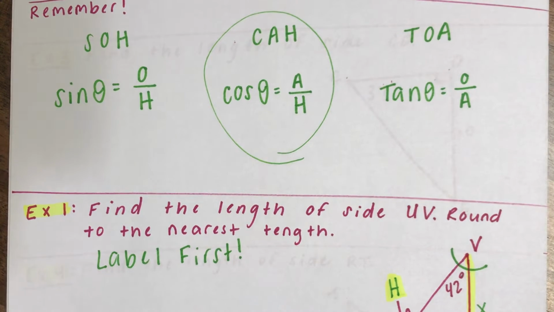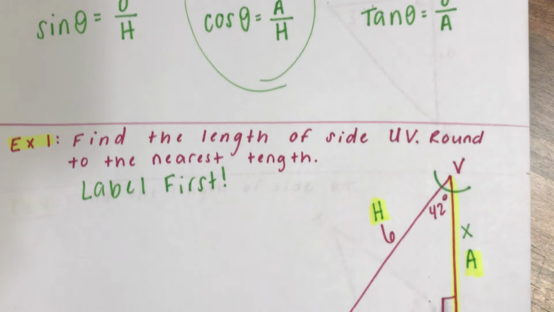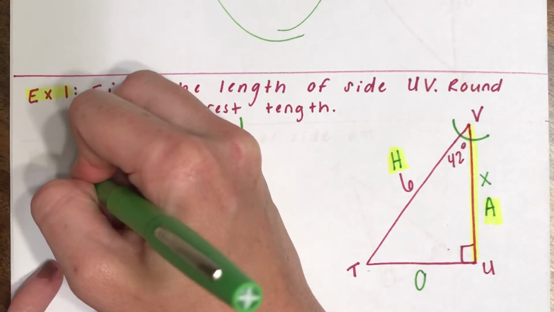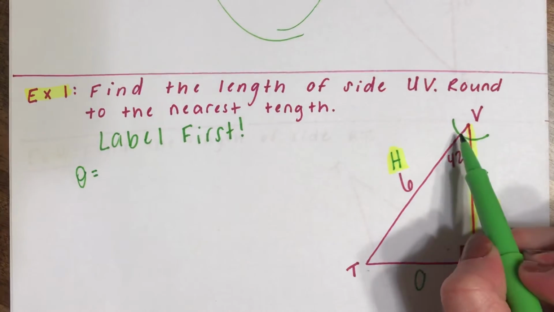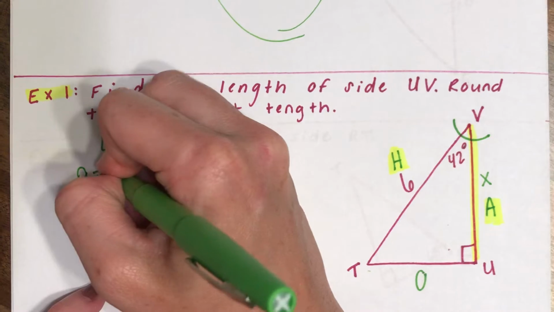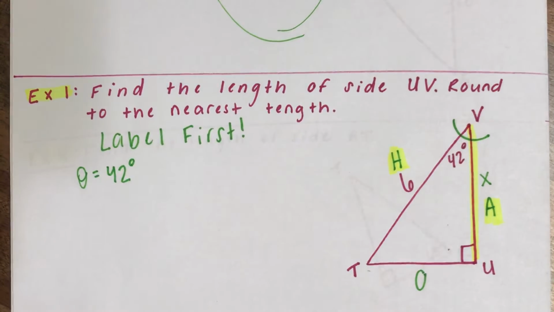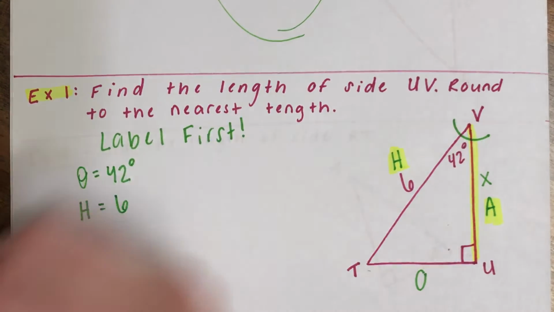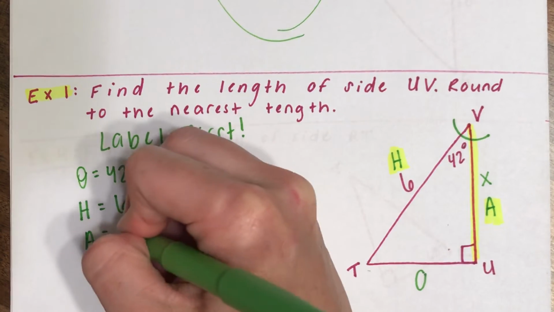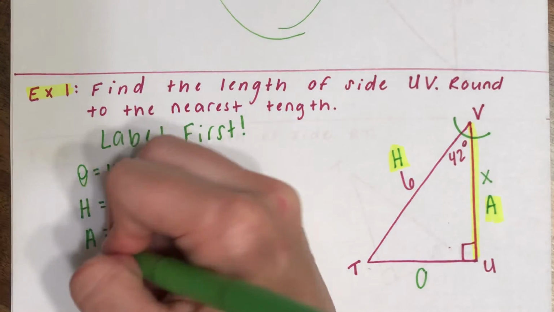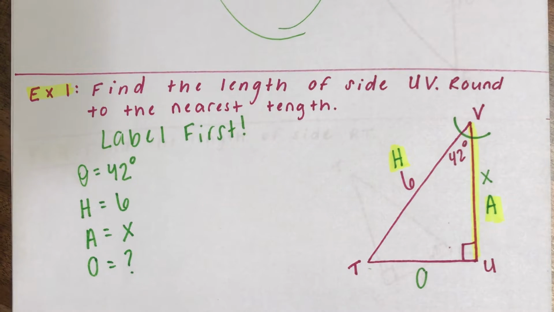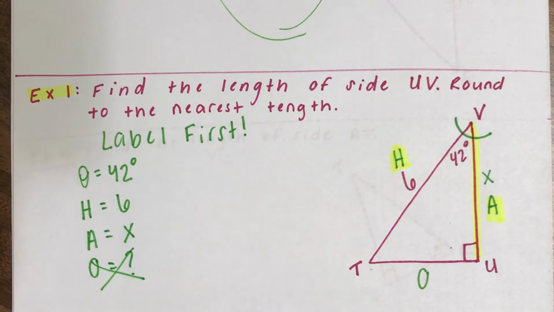What I'm going to do next, I'm going to write down all the things that I've been given in the triangle, starting with theta, my angle. So since we are using angle V that was given as 42 degrees, that's theta. My hypotenuse side is 6. My adjacent side is what I'm trying to find, that's X. And then my opposite side, we don't know what that is and we're not trying to find that. So like I mentioned here, we are not going to use the O.